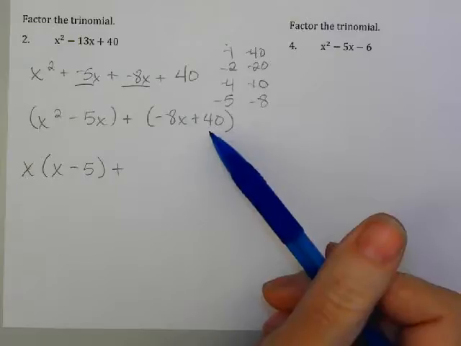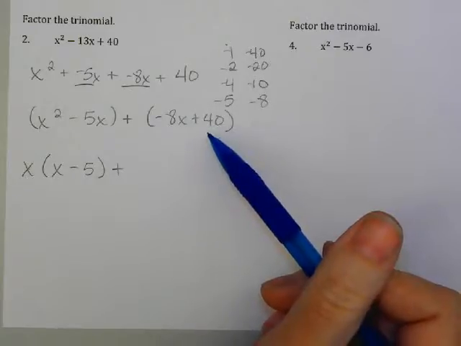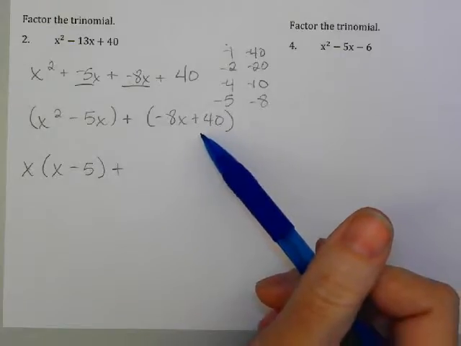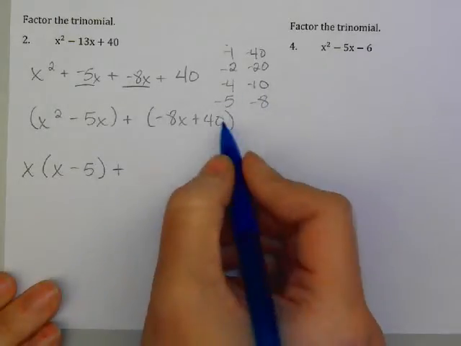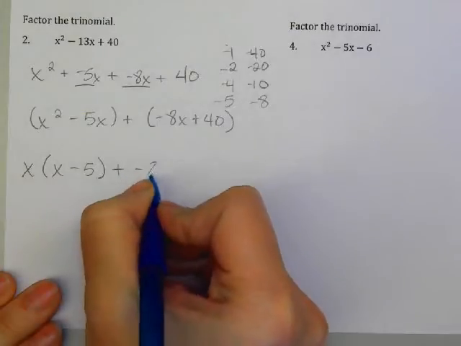So then I have a common term there, or common factor, so x minus 5 times x minus 8. That's my factored form.